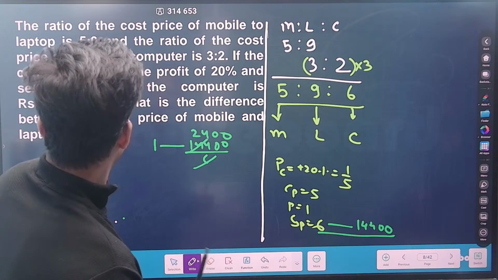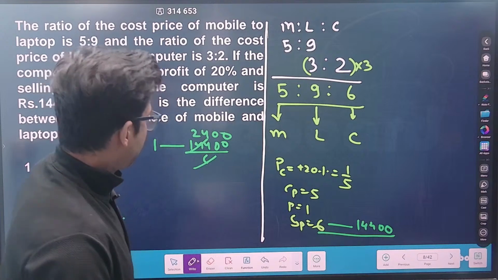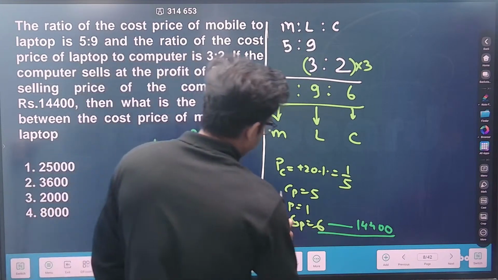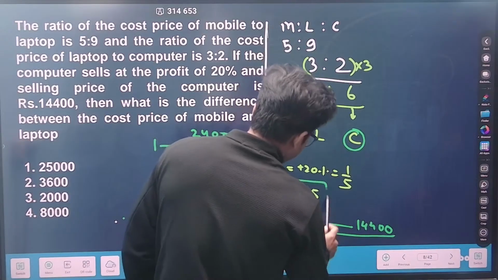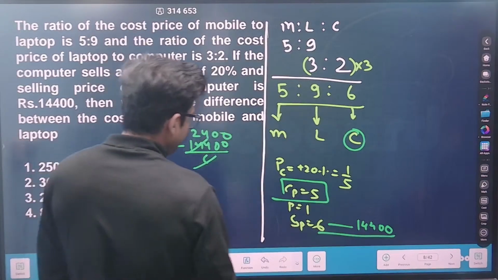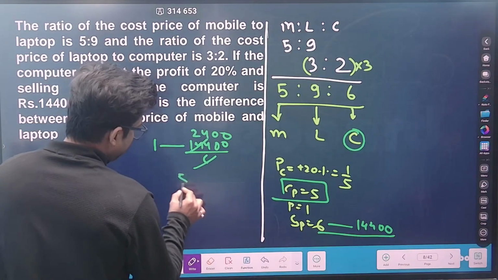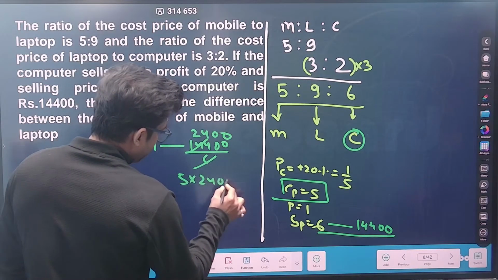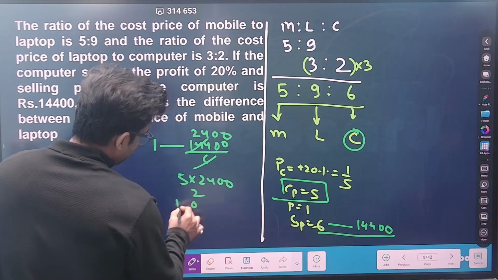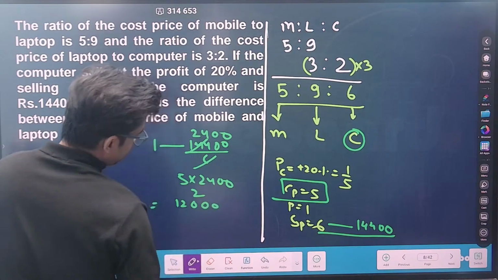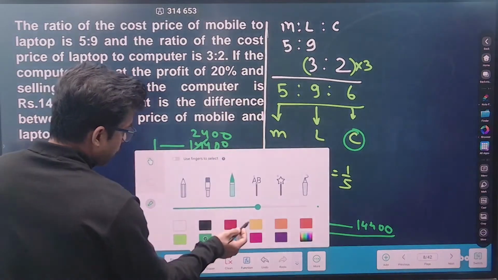Then find the difference between the cost prices. So from here I need to figure out the difference. The value of 5 would be what? We are talking about the computer only. According to me the cost price of computer is 5. So 5 multiplied by 2400 would be 12,000. Correct? So now you can understand the logic behind it.